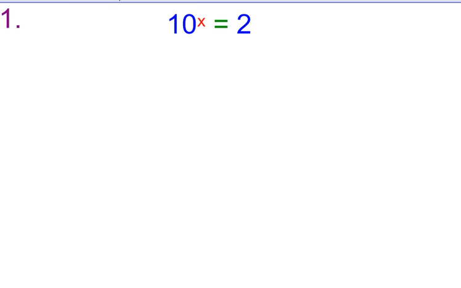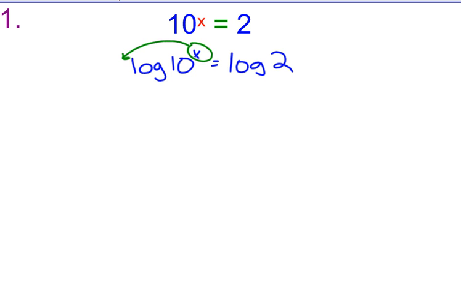In this problem then, you'll notice that I have 10 to the x equals 2. Can't make them the same base, so what I do is take a log to both sides. Log of 10 to the x equals log of 2. Now I can use my power rule, so I'm working in reverse of what we did yesterday. And I would have x log of 10 equals log of 2. Divide both sides by the log of 10.